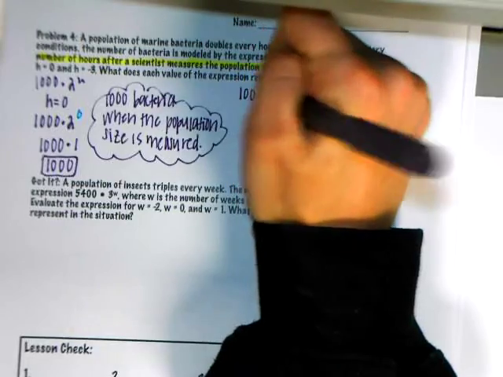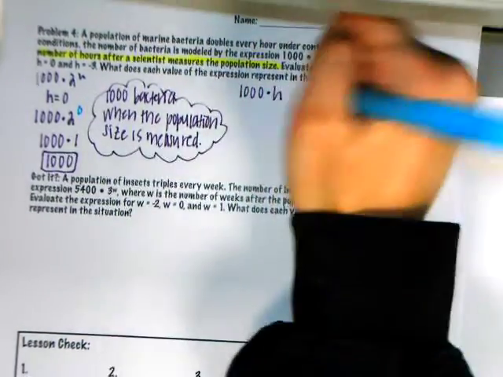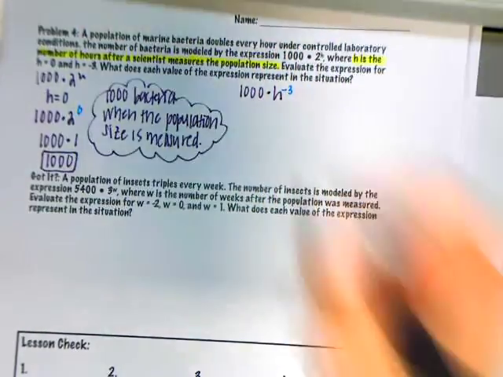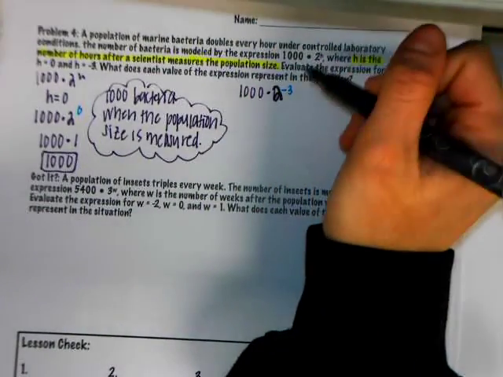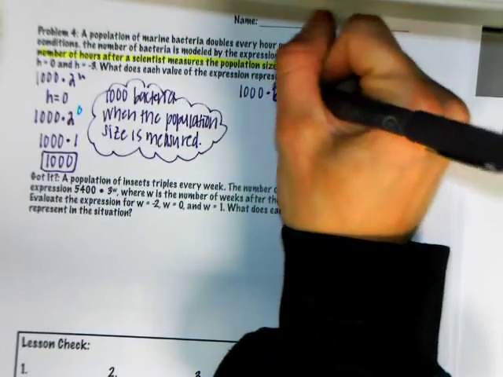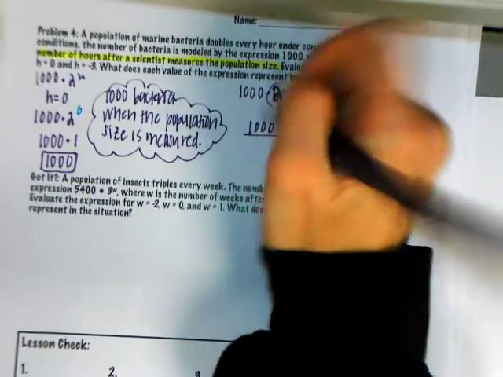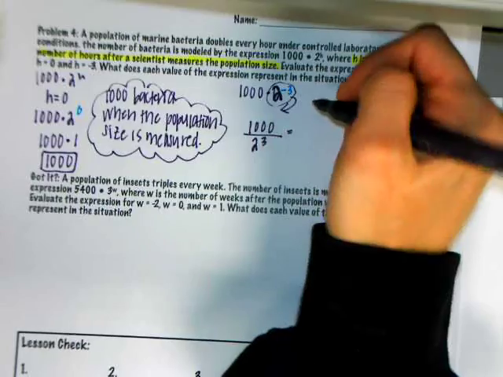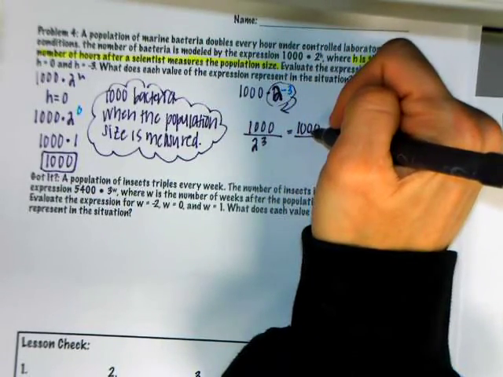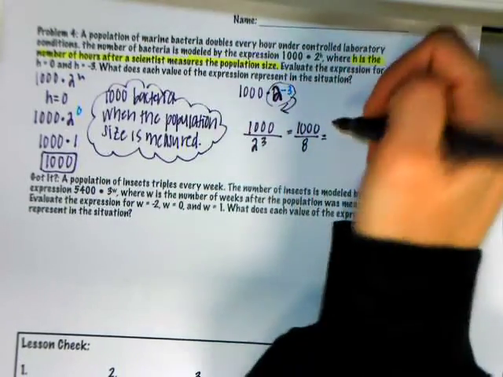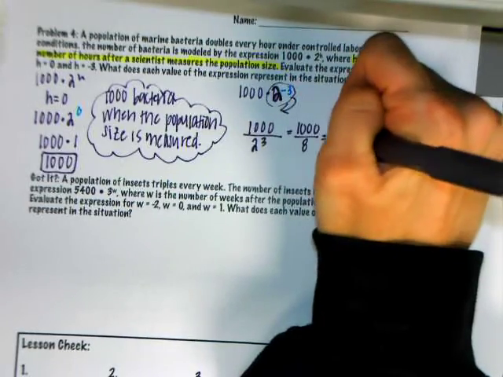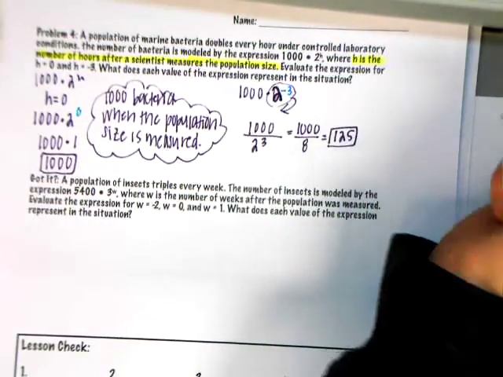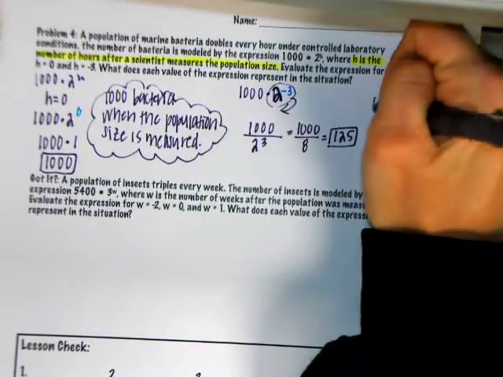Okay, and then we're going to do the same thing, but for h equals negative 3. 2 to the negative 3. Okay. So that negative exponent needs to be simplified, so it's going to go where? Below. So we're going to have 1,000 over 2 to the positive third. What's 2 to the third? 8, and then divide those. Okay, so it's going to be 125 bacteria.